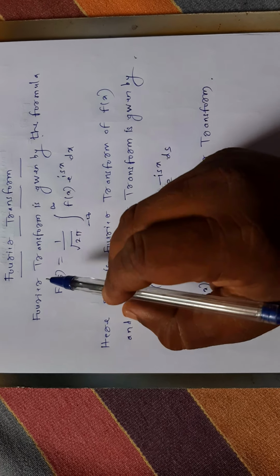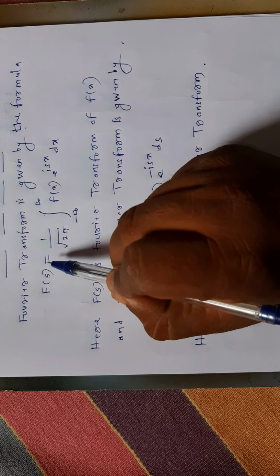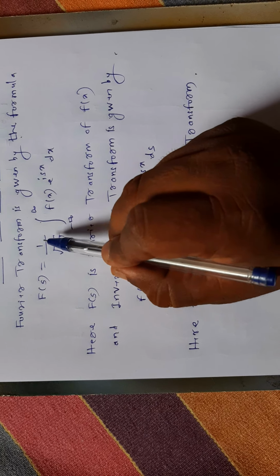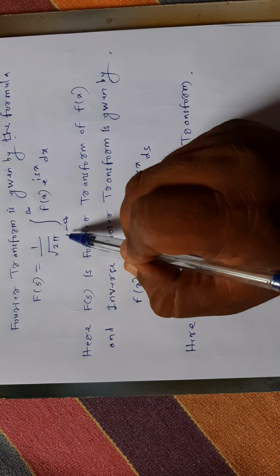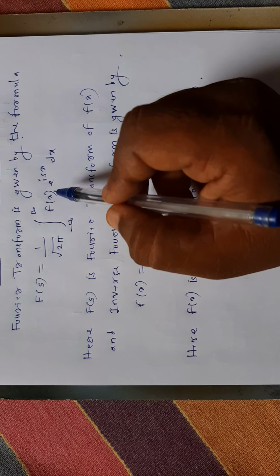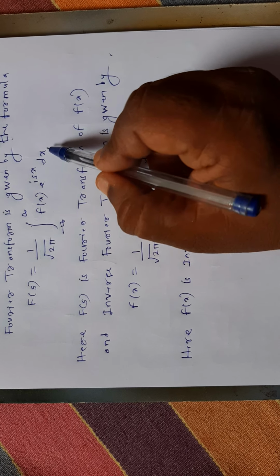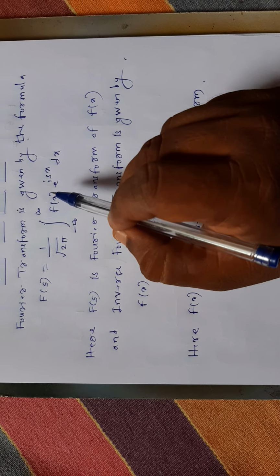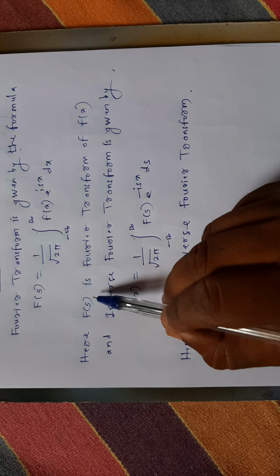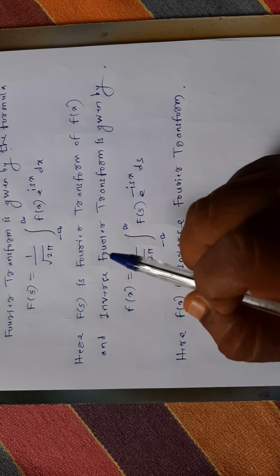example. So here the Fourier transform is given by the formula F(s). So Fourier transform is denoted by F(s), which is equal to 1 upon square root of 2 pi, integration from minus infinity to plus infinity f(x) e^(isx) dx. Here the integration is with respect to x. Here F(s) is called the Fourier transform of this function f(x).